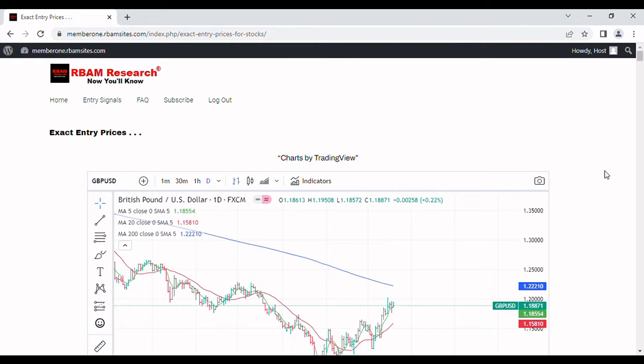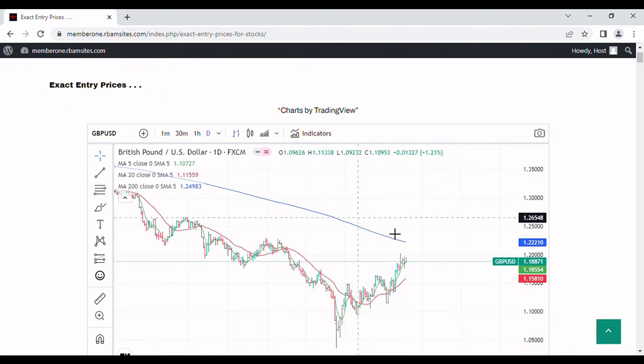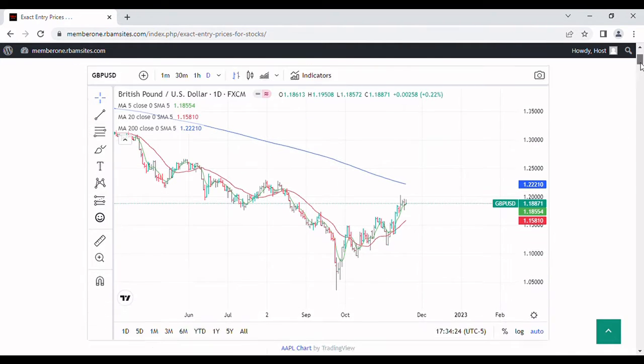We're going to do a video on GBPUSD with technical analysis. That's the British pound and US dollar. We've got a daily chart here for you. We've got a 200-day moving average in blue. Let's take a look at it real quick.